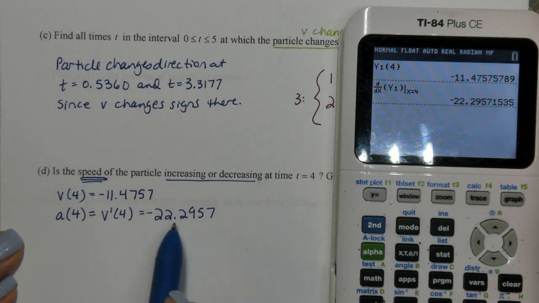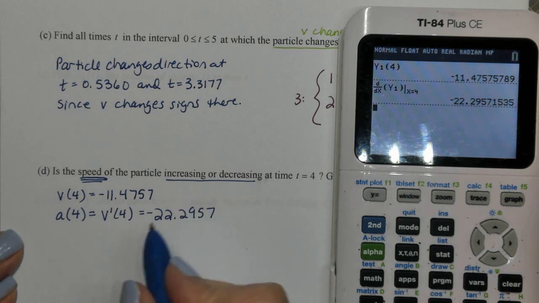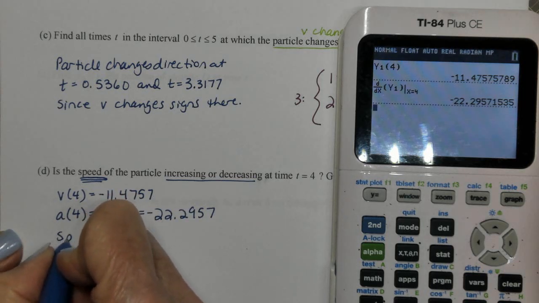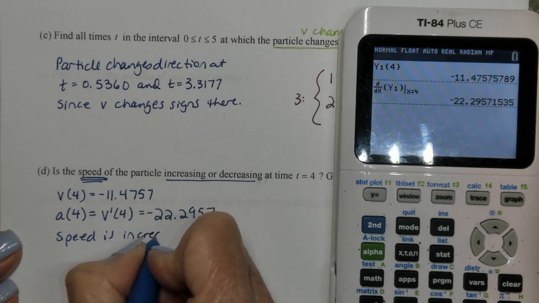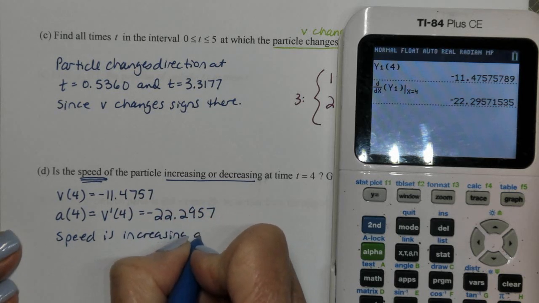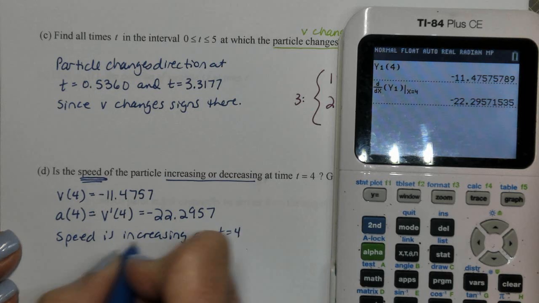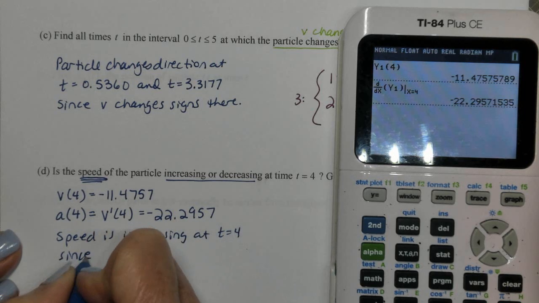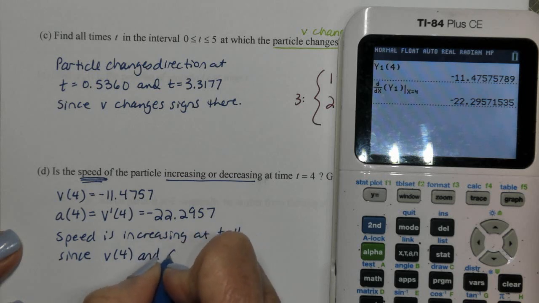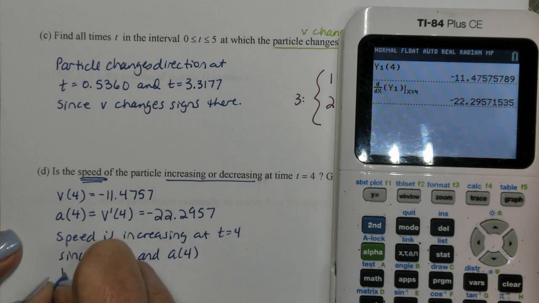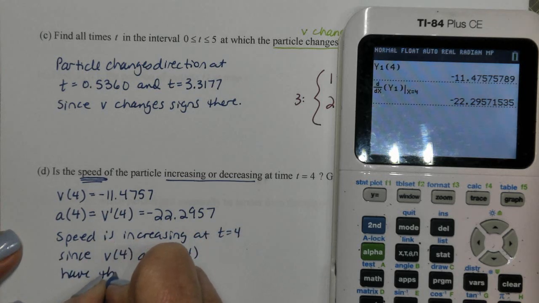Okay. Since they have the same sign, the speed is increasing. So I'm going to say that. Speed is increasing at time 4 since v of 4 and a of 4 have the same signs.